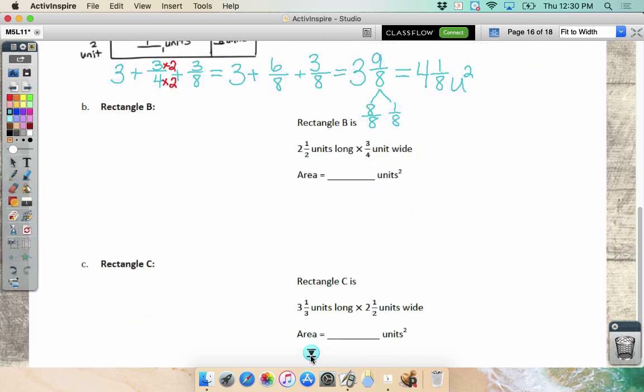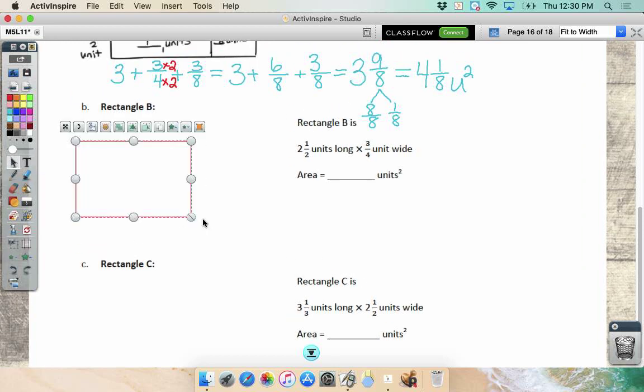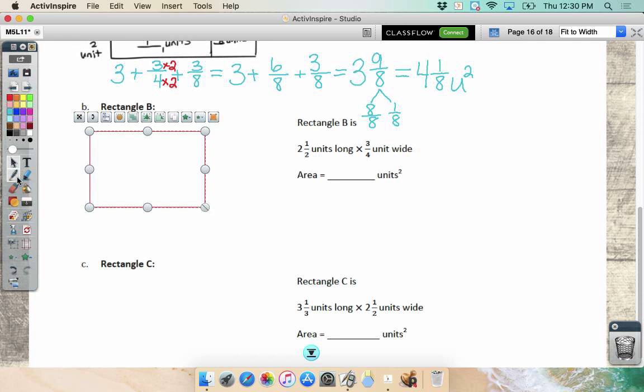Okay? So let's look at rectangle B. I'm going to make an area model, but I'm going to leave room on top and bottom for numbers. Okay? So this one's a little different, guys, and it should be easier. Do you have a pencil that works? Does your pencil work? Okay. So I've got 2 1/2 by 3/4. Where did I find that? It's right here. So I'm going to draw a line there.